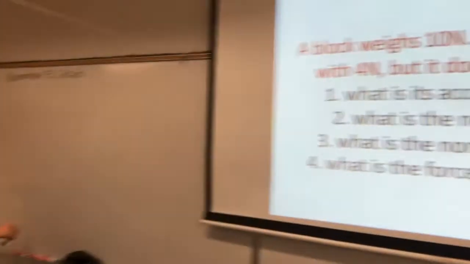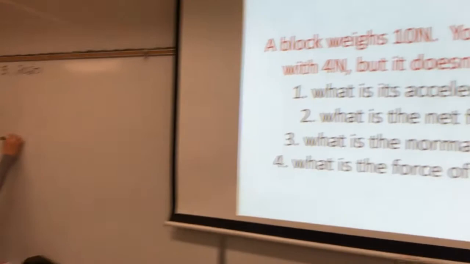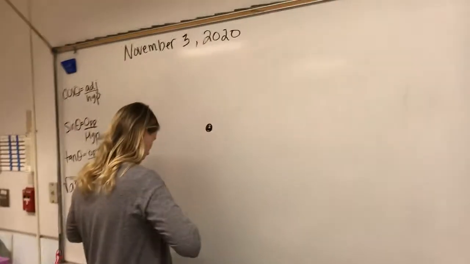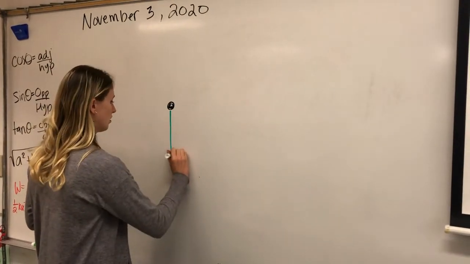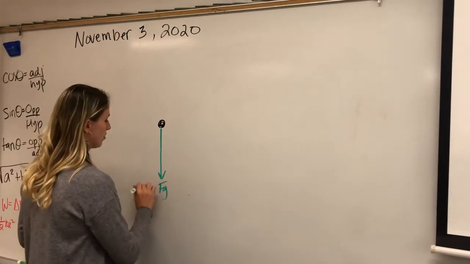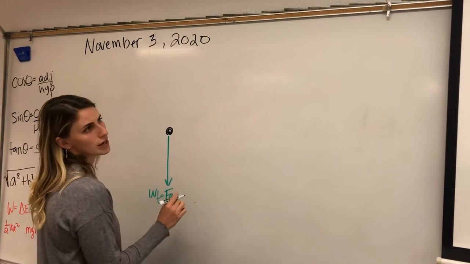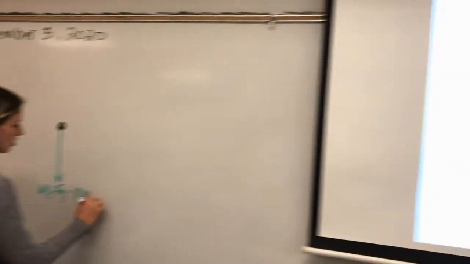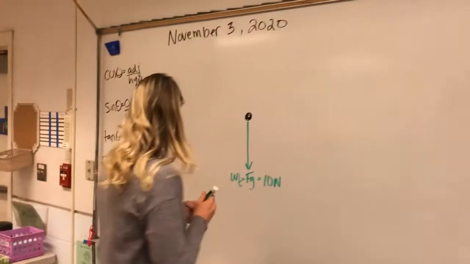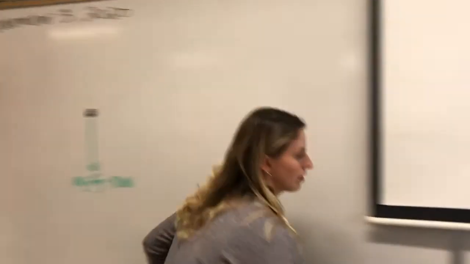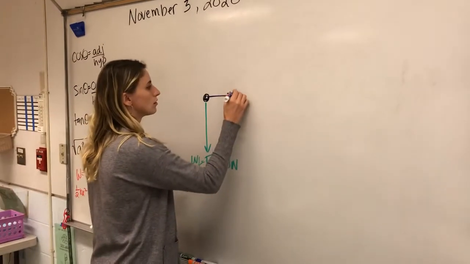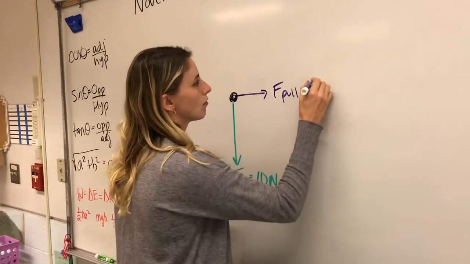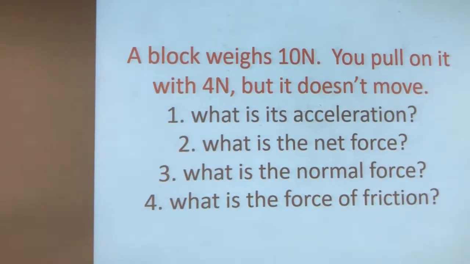Okay, so a block weighs 10 newtons. We'll just draw that in here. What direction is weighs 10 newtons? Weight is the force of gravity. That'd be down. Weight is the force of gravity, which was 10 newtons. You pull on it with 4 newtons. Let's make that to the right. The force of the pull. But it doesn't move. What's the acceleration?